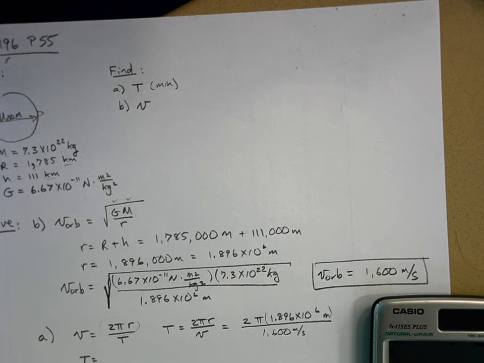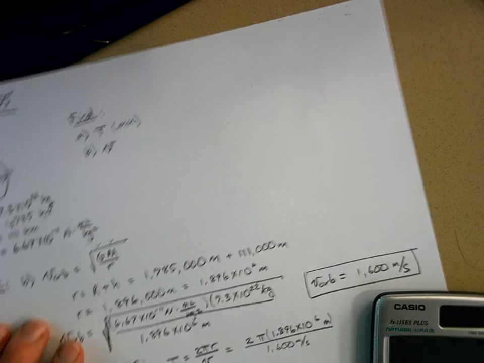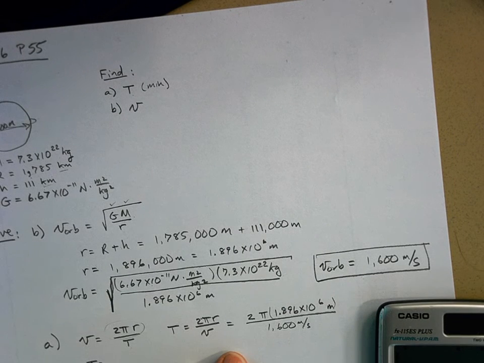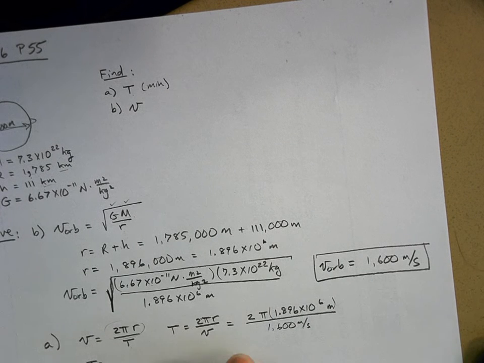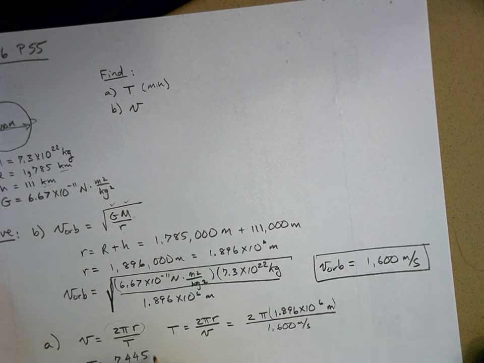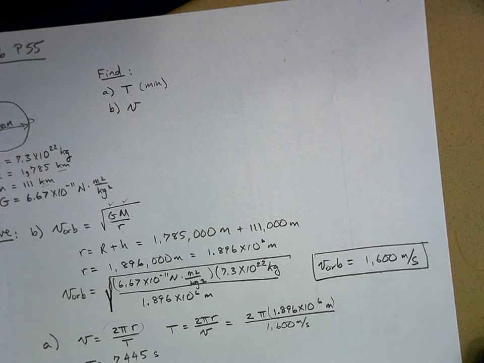So this is when, if you're watching online, this is great, because this is when you can skip ahead, right? So 2 times pi times 1.896 times 10 to the 6 divided by 1,600. And you get 7,445 seconds. But they wanted it in minutes.